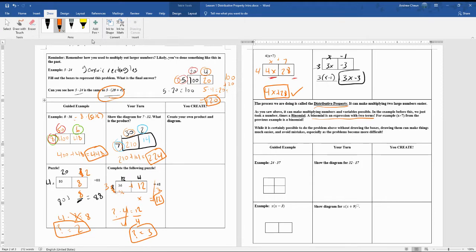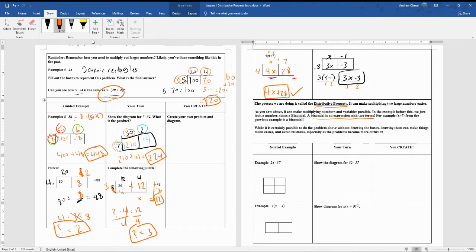So when I'm showing this binomial here, it's 4 and then x plus 7. So x is one term, and then 7 is the second term. Over here, x is one term, -1 is the second term. 3x is one term, -3 is the second term. So that's what we showed in this example. While it is certainly possible to do the problem above without drawing the boxes, drawing them can make things much easier and avoid mistakes, especially as the problems become more difficult.